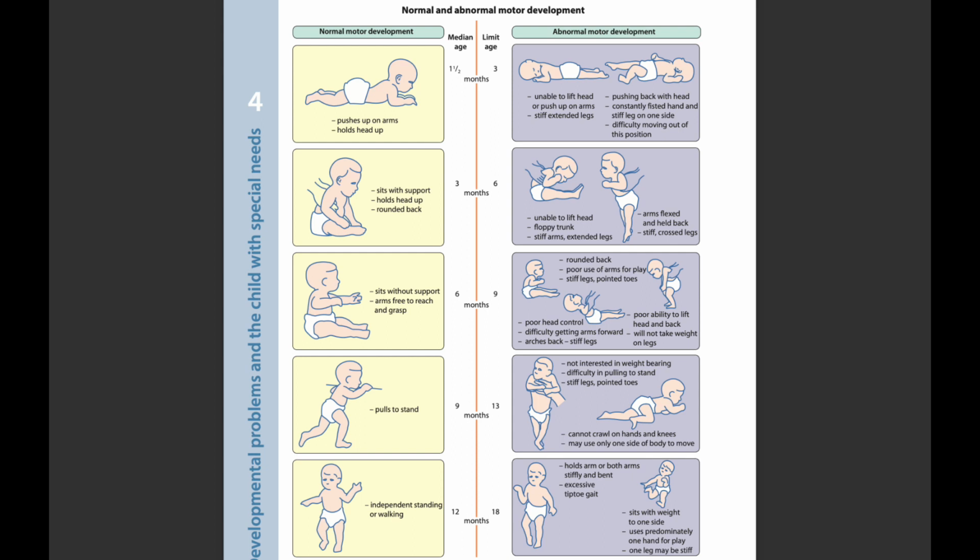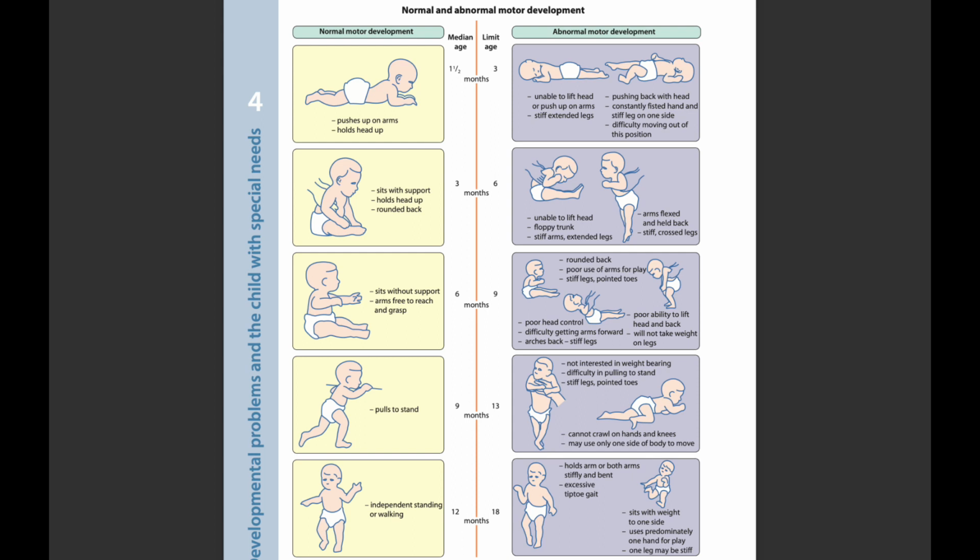Now, the picture shows normal and abnormal motor development from infancy to limit ages. At 1.5 to 3 months, in normal motor development the child pushes up on arms and holds head up. In abnormal motor development, the child is unable to lift head or push up on arms, has stiff extended legs, pushes back with head, has a constantly fisted hand, and a stiff leg on one side, with difficulty moving out of this position.